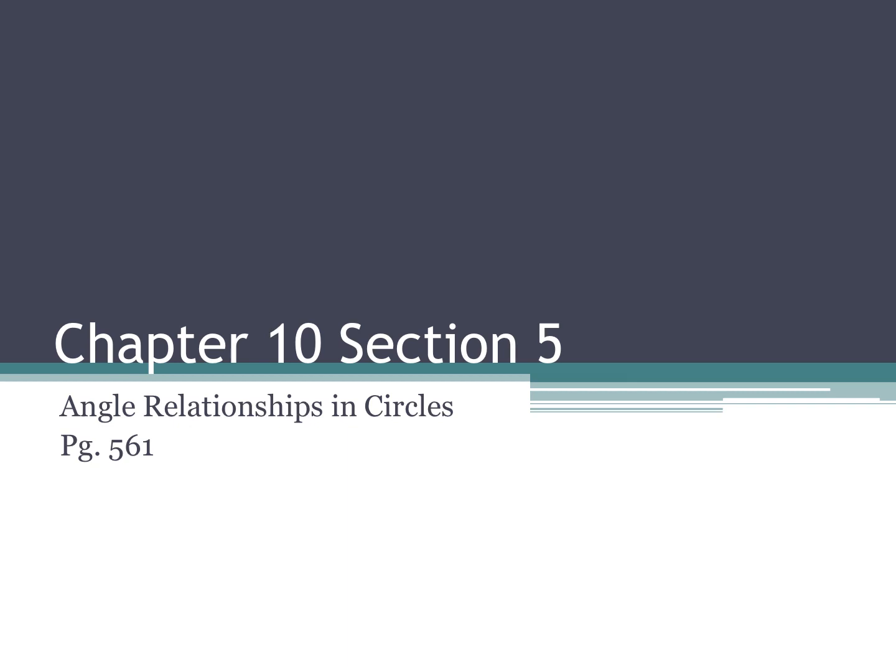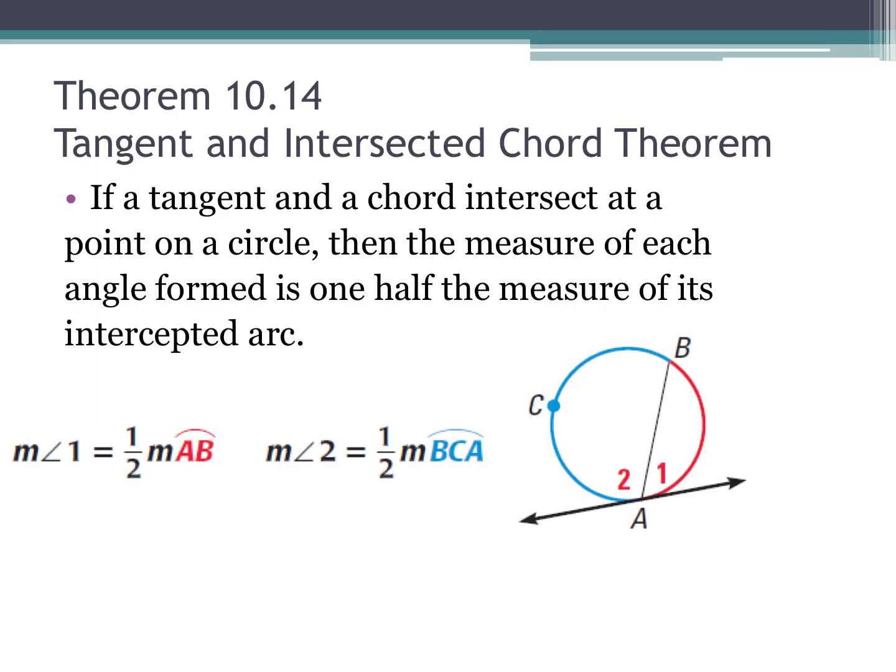So today we're going to cover Chapter 10, Section 5, and we're going to see some angle relationships in circles. The first slide is a theorem called the tangent and intersected chord theorem. This one states that if a tangent and a chord intersect at a point on a circle, then the measure of each angle formed is 1/2 the measure of its intercepted arc.